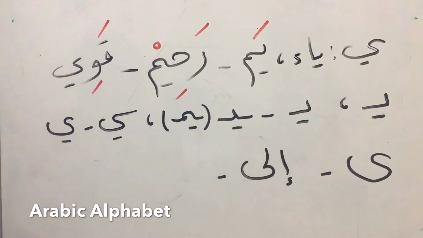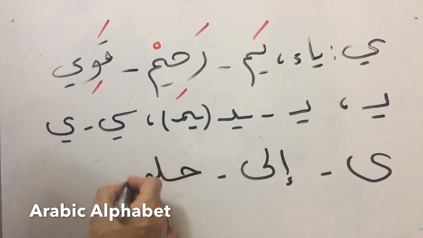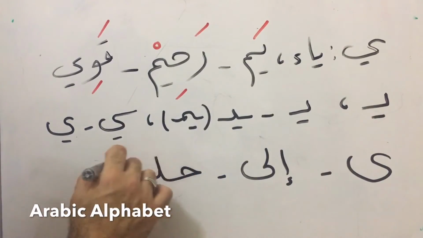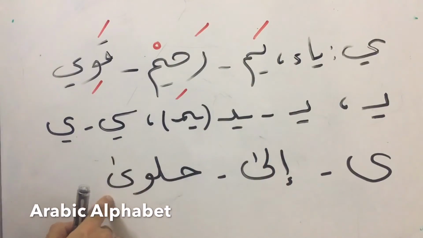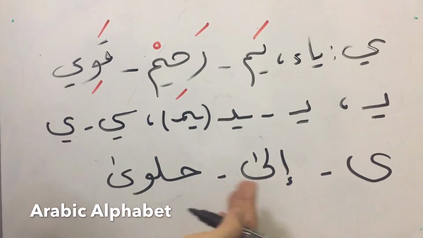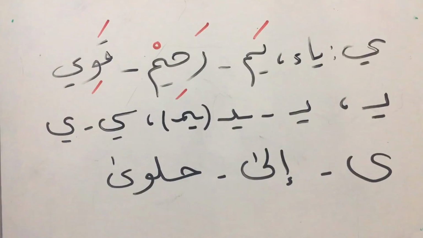We call it Alif Maqsura, like Halwa. Sometimes we write a short Alif over it. Halwa means sweet, so you can see Alif Maqsura. It is Alif, but it is written like Ya. These are the 28 letters of the Arabic alphabet.